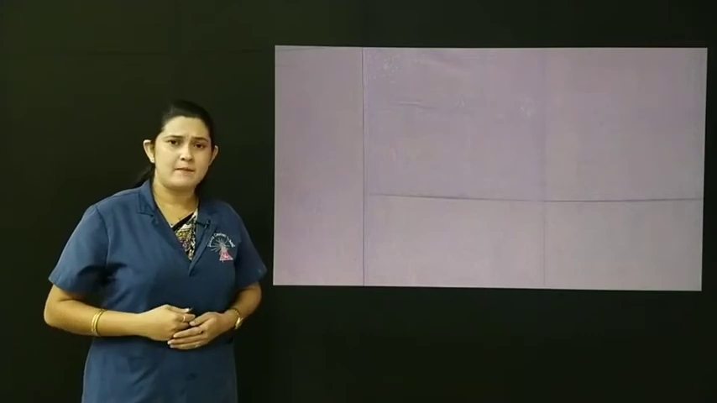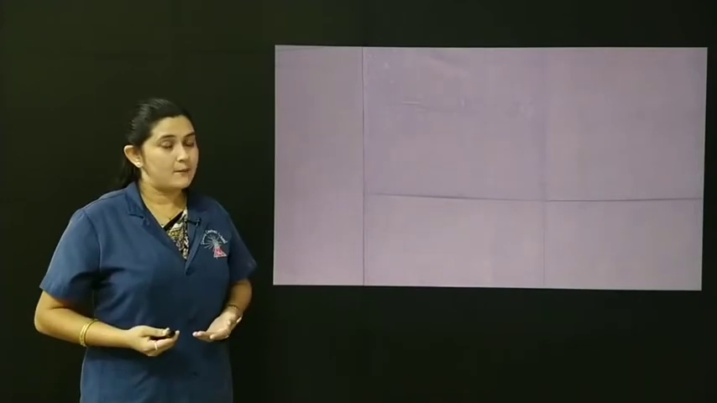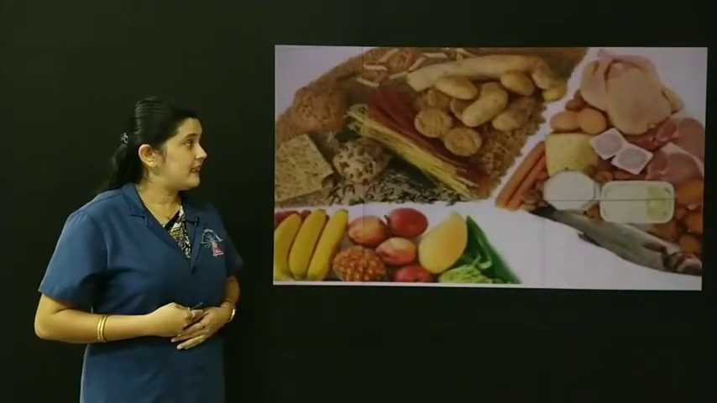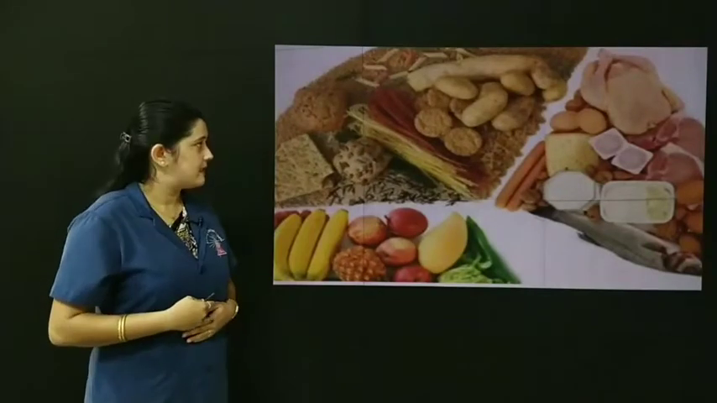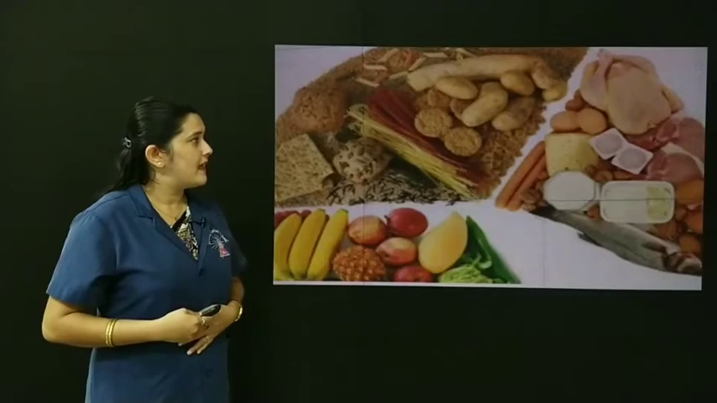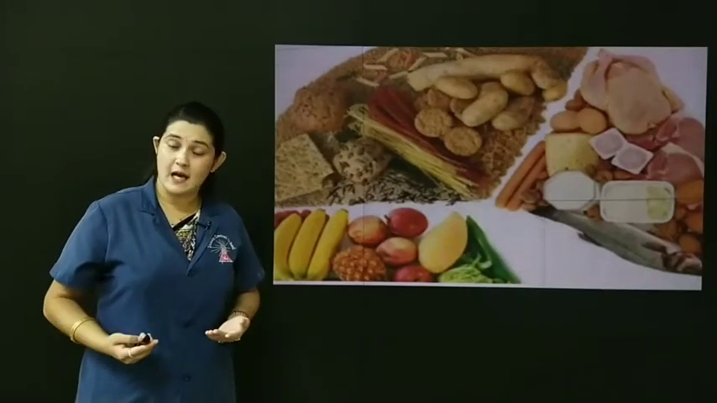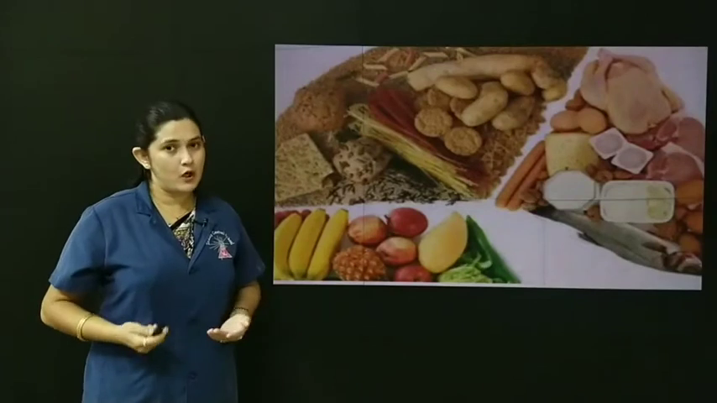How can marasmus be prevented? This disease is caused by the deficiency of carbohydrates and proteins. So, it can be prevented by eating food that is rich in carbohydrates and proteins, that is potato, eggs, meat, fruits and so on. By eating all these foods, marasmus can be prevented. Both these diseases, kwashiorkor and marasmus, are seen in small children.